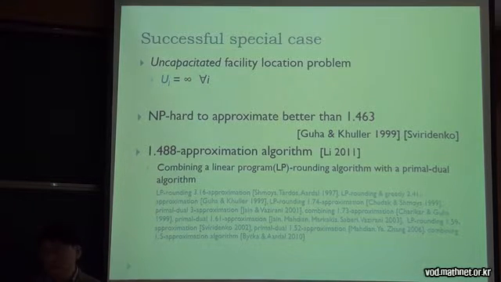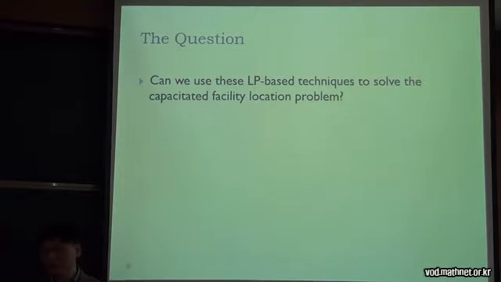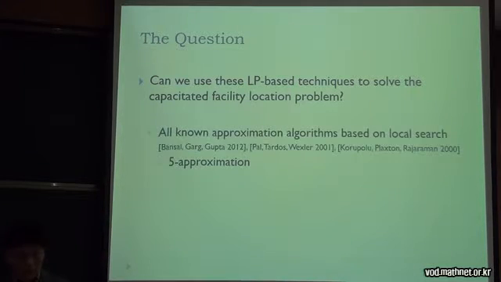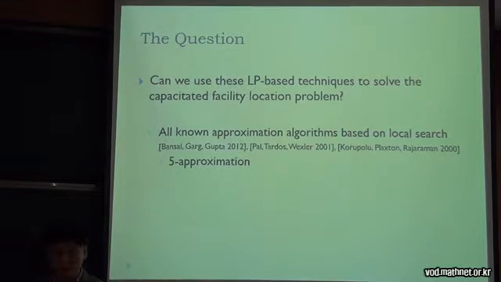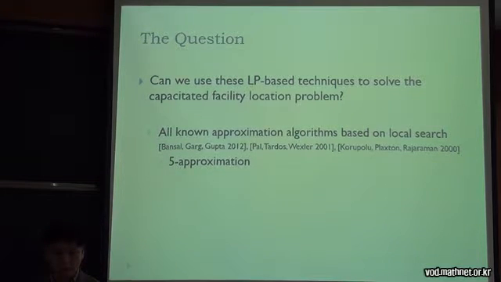So given such a huge success on the special case, the natural question to ask would be whether we can do the same thing for the general problem as well. If we can obtain an LP-based approximation algorithm for the capacitated facility location problem. And this question is particularly interesting because previously all of the known approximation algorithms were based on a single algorithmic technique, namely local search. So even though we already have a 5 approximation algorithm, it was still the question whether we can obtain a different method of approximation algorithm.